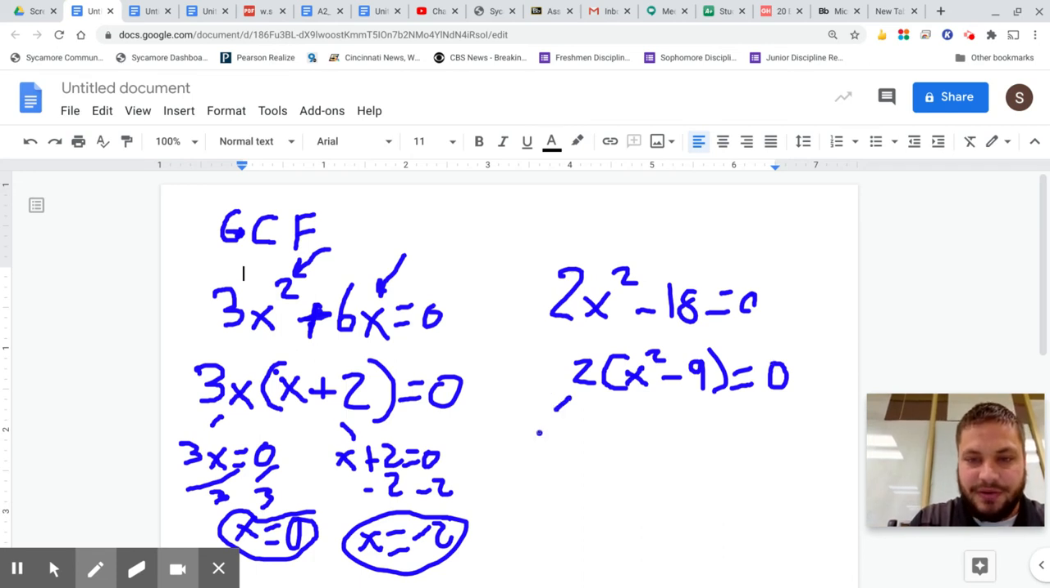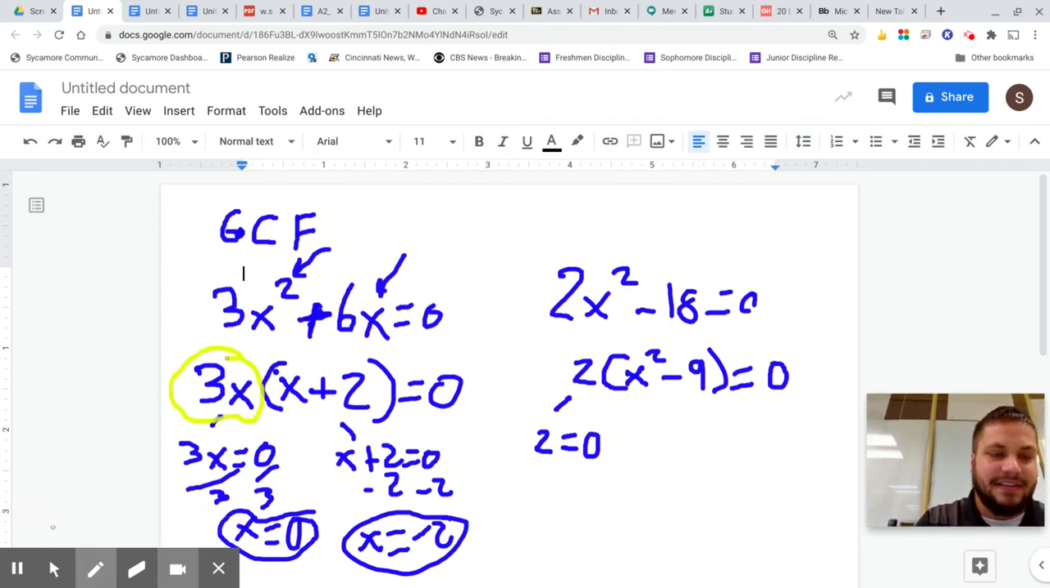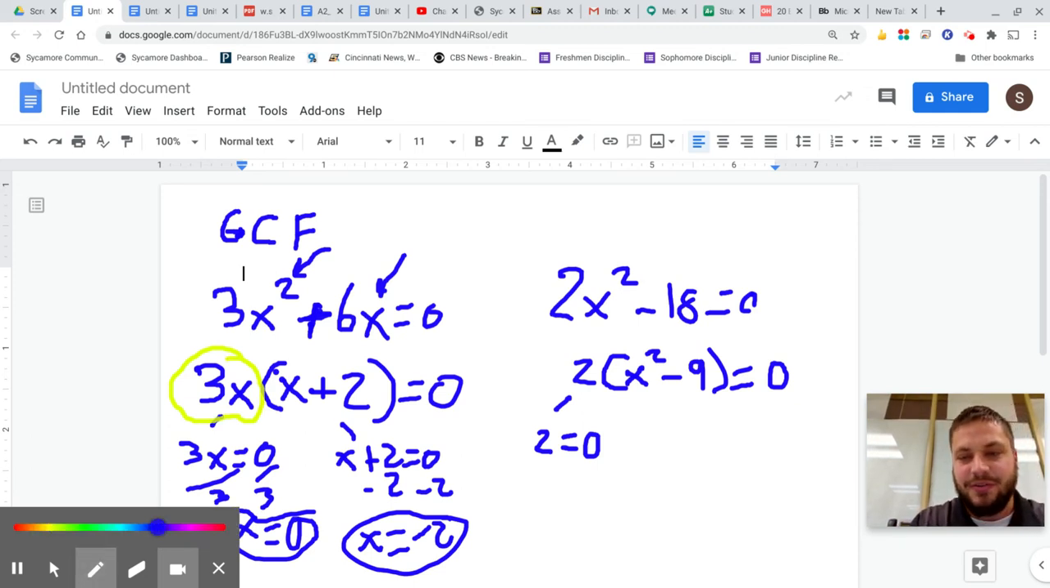Now, when I set 2 equal to 0, okay, that doesn't give me any answers. Notice back here on the last problem that we did that my GCF had an x in it. So since it had an x in it, I could set 3x equal to 0. I could solve for x. 2 equals 0, that doesn't even have a variable in it to solve. So that does not give me an extra answer.